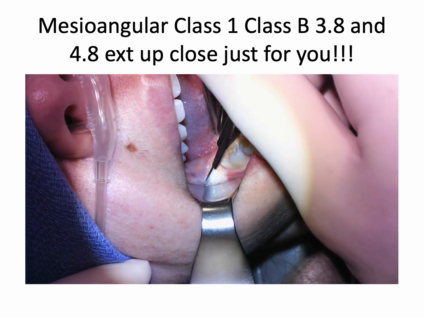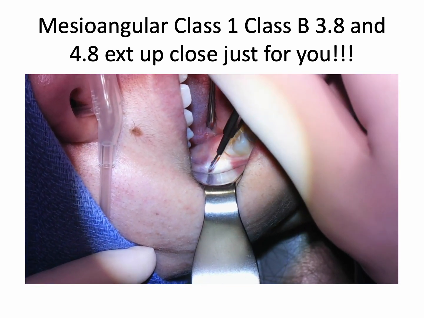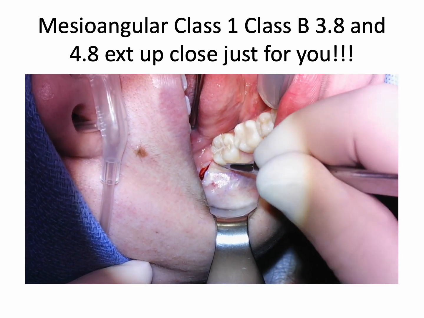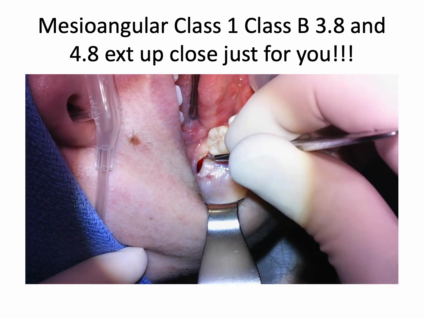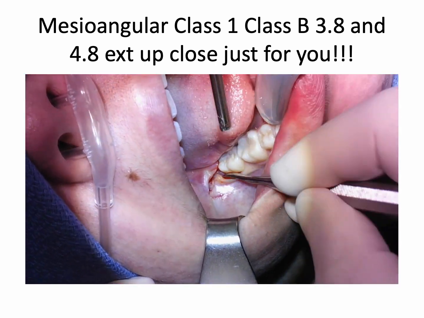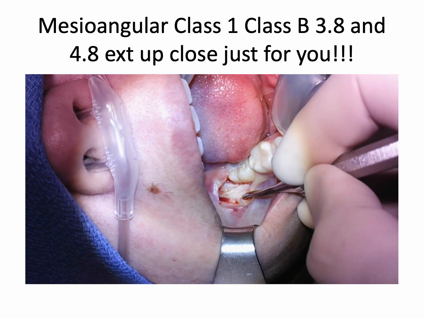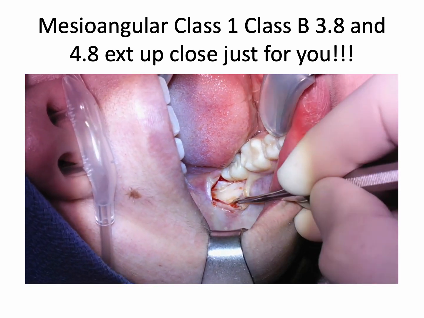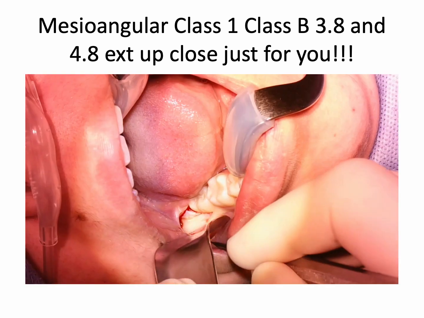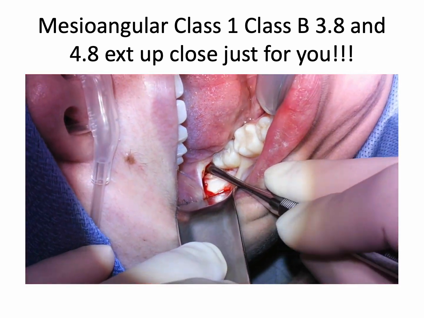Alright guys, thought I'd make a little video on extraction of impacted teeth 3-8 and 4-8. This is all this patient had. They didn't have uprights, so they were both mesioangular impacted with about a third of the root developed. So we do a distal buccal release into a sulcular incision. Get our number 9 periosteal elevator in there to develop a little flap.